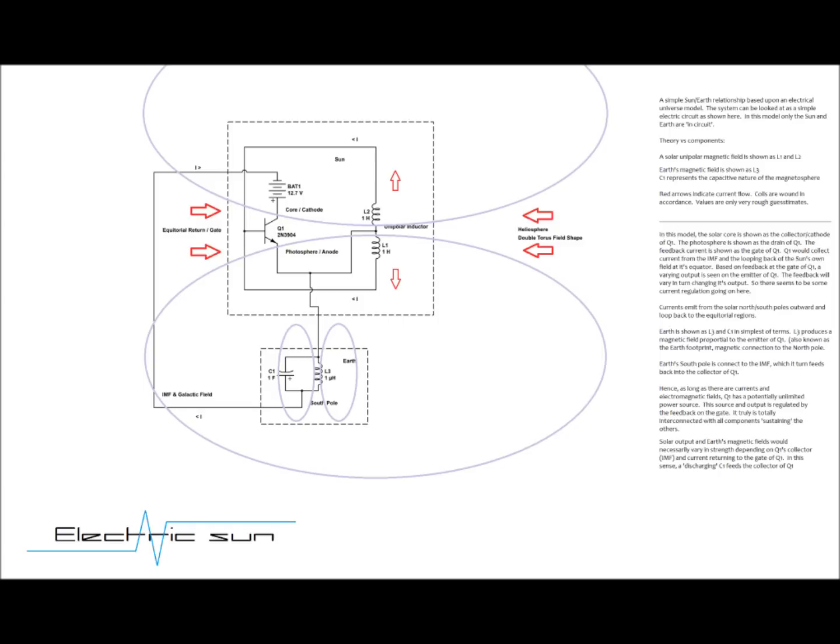Solar output and Earth's magnetic fields would necessarily vary in strength depending on Q1's collector, or IMF, and currents returning to the gate of Q1. In this sense, a discharging of C1 feeds the collector of Q1.